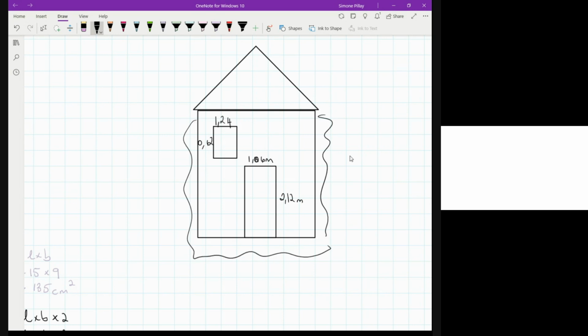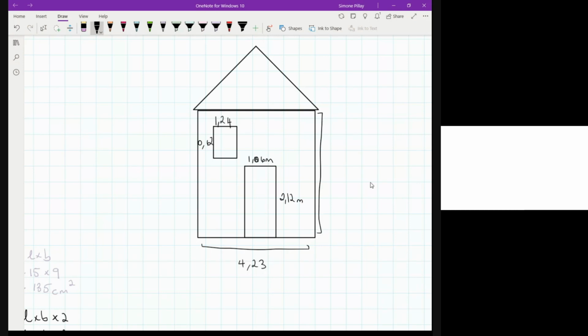No, ma'am. Oh wait, yes they did, ma'am. The width, the breadth, was 4,23 meters, and then the height was 3,65 meters. So was this just the height of the walls, or does it include the roof? No, ma'am, it's just the wall. Okay, cool. So you knew how to calculate this area here.